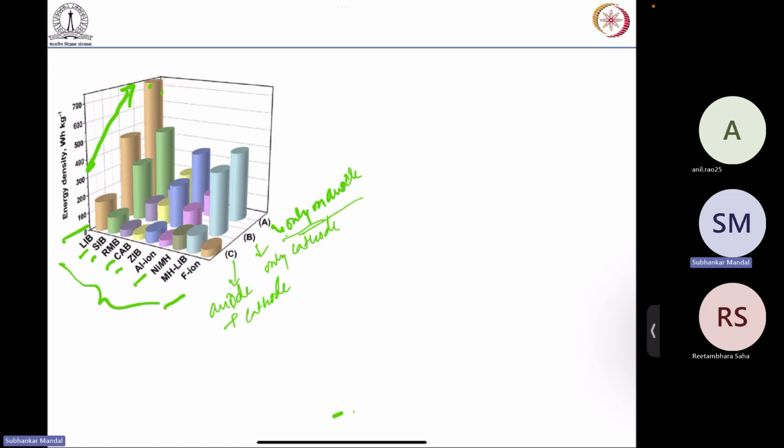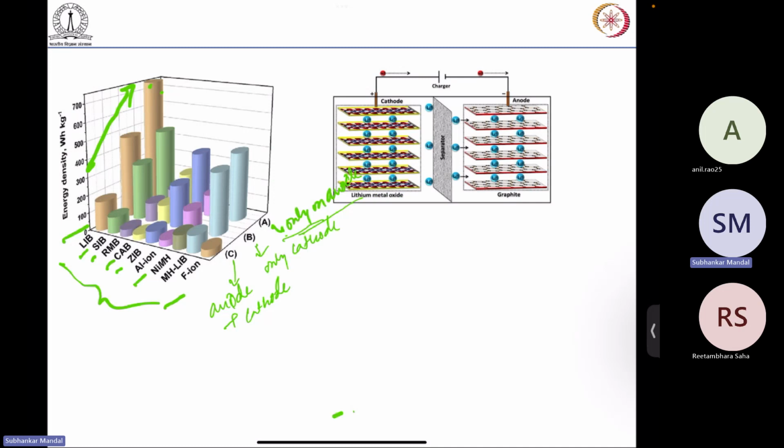Okay. So from here, what you are seeing is that this lithium-ion battery has quite high energy. This is the schematic of a lithium-ion battery. I will discuss in more detail how these things are happening.